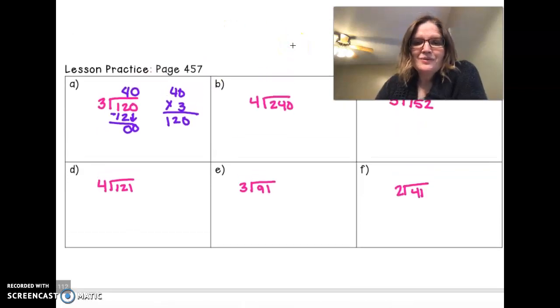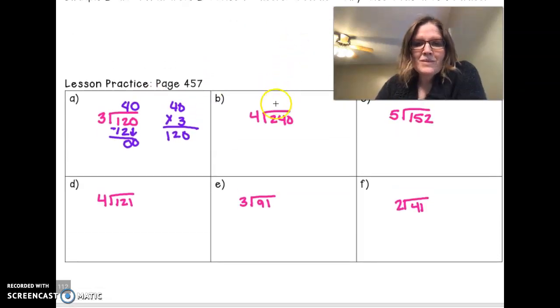Let's go to our next one. I'm going to scroll down just a little. 4 can go into 24 6 times. 6 times 4 is 24. We subtract, we get a 0. We pull down our 0. 0 can be divided by 4 0 times, and our answer is 60.